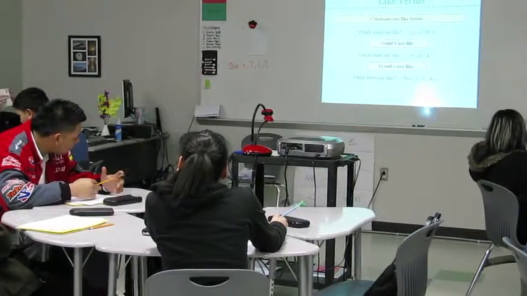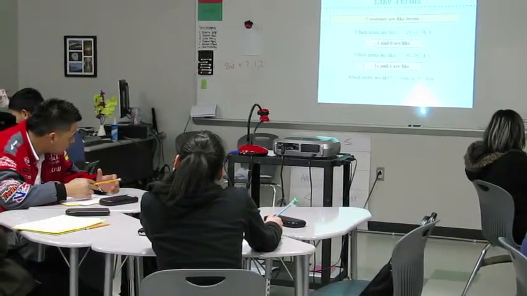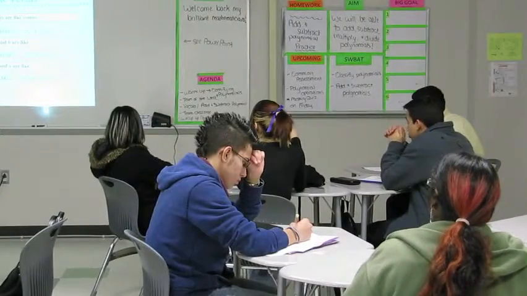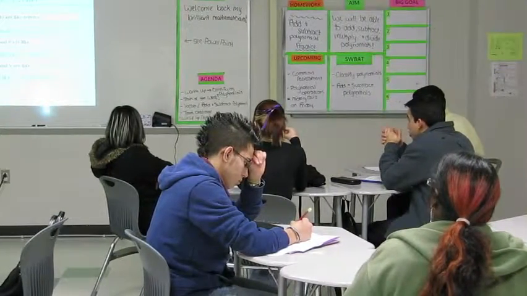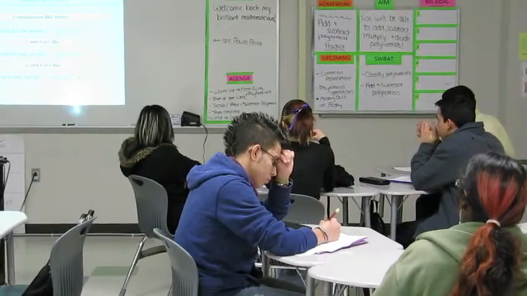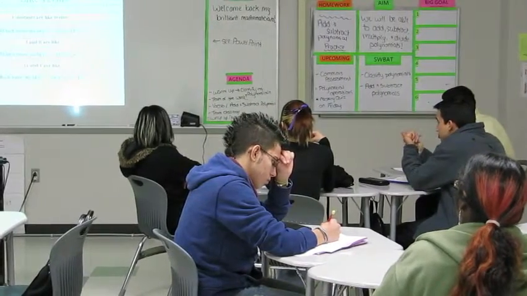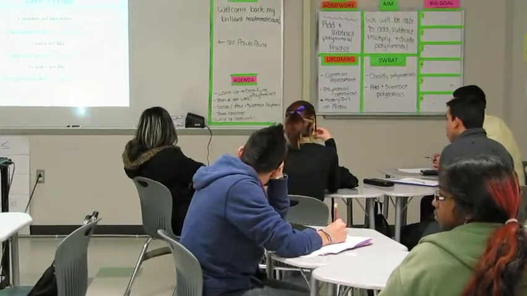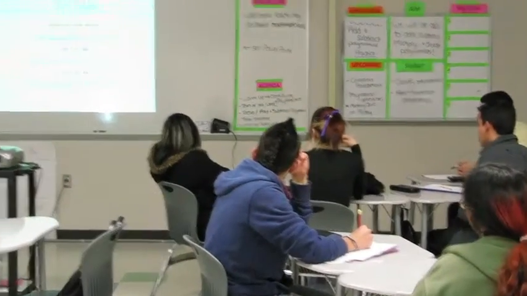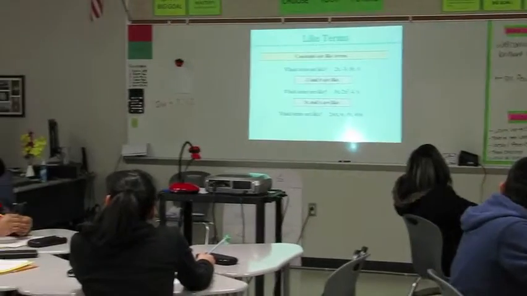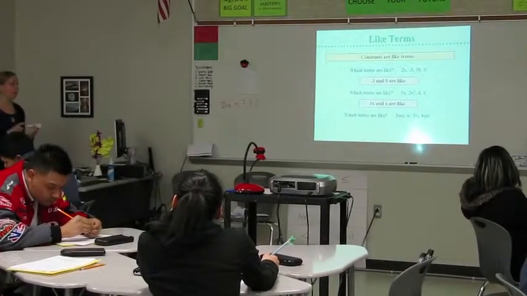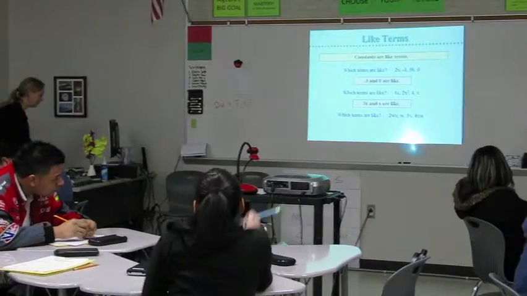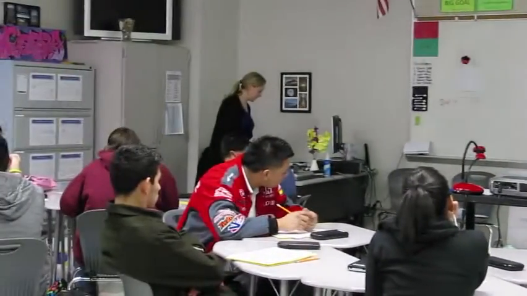Which terms are alike? This one's a little bit more tricky. 2wx and 4wx. Yeah, they are like terms. This one's a little more tricky because they're in a different order, but it's the same variables and they have the same degree. We've got the w, we have the x, and they're both to the first degree. 10 points for .NET.